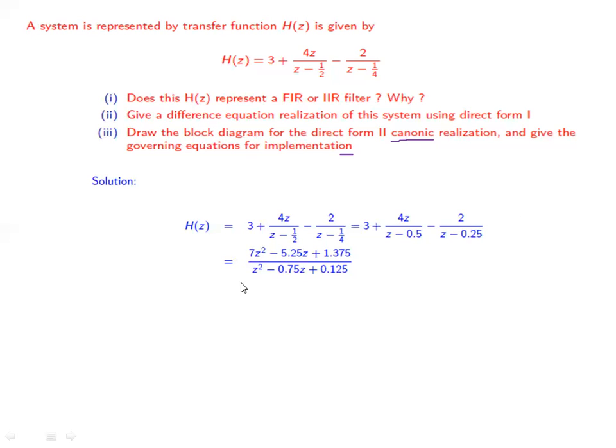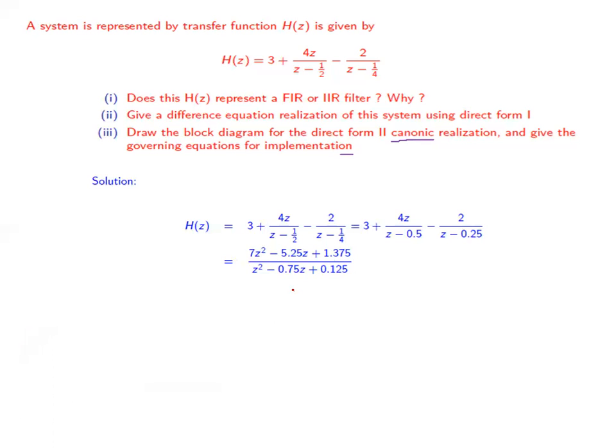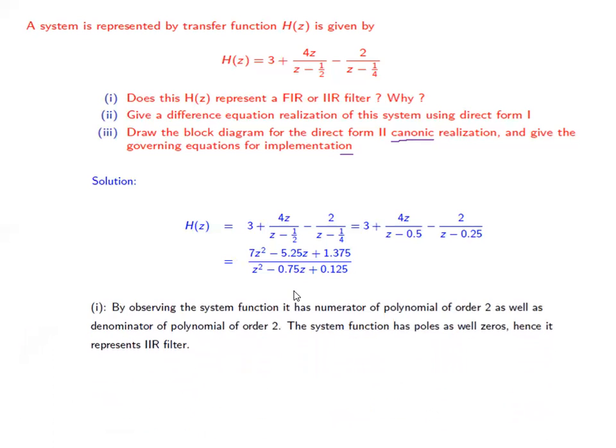After solving this, we will get 7z square minus 5.25z plus 1.375 divided by z square. Now by looking at this, we can understand whether it is an FIR filter or an IIR filter. As it has both the numerator as well as the denominator parameters, we know that this is an IIR filter system.